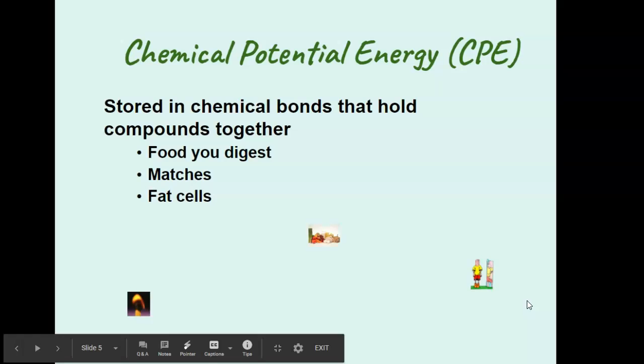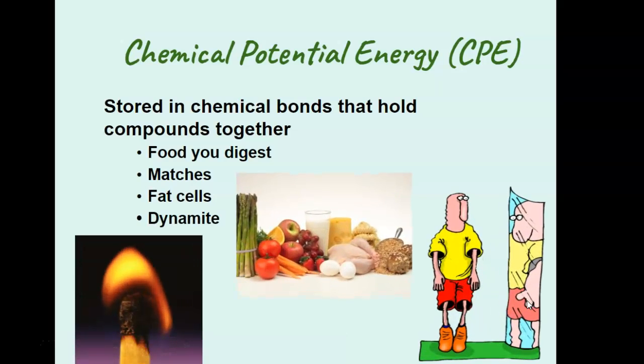Let's talk about chemical potential energy. Chemical potential energy is the energy that's stored in chemical bonds that hold compounds together. For instance, in food, the food that you digest has chemical bonds that are broken down as they're digested in your digestive system. This breaking down of the food provides you energy in your body.